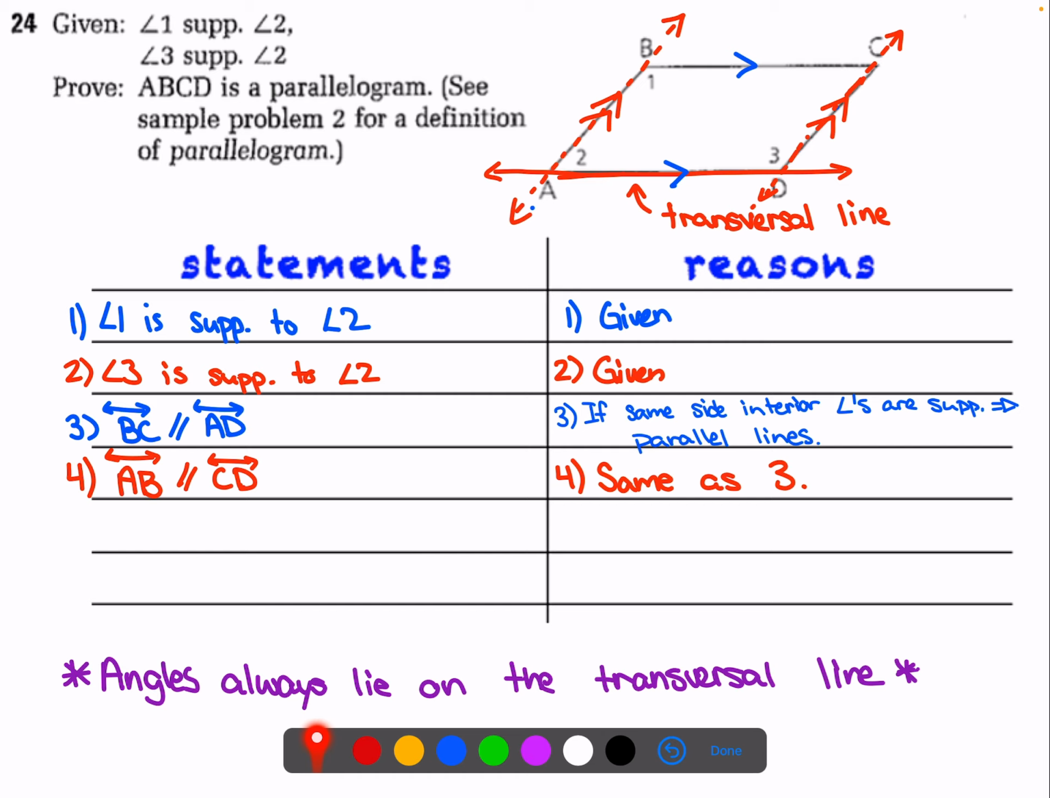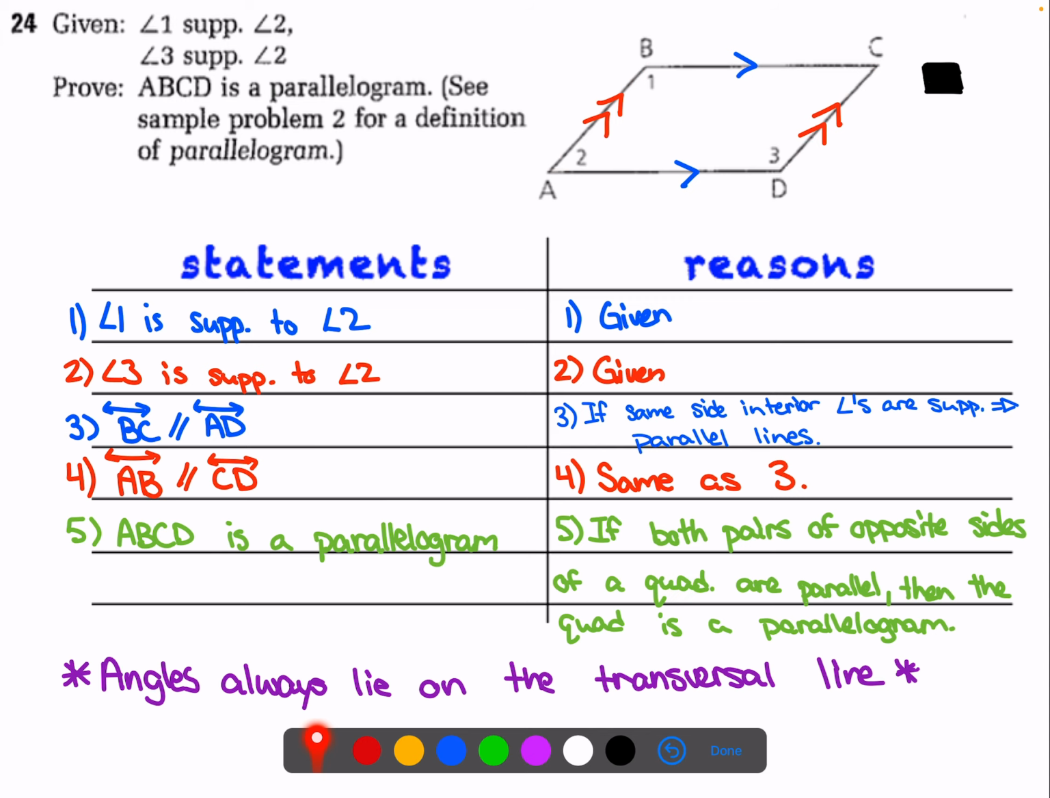From here, we see that we have two sets of opposite sides being parallel, so we can say that ABCD is a parallelogram, because if both pairs of opposite sides of a quadrilateral are parallel, then the quadrilateral is a parallelogram. Don't forget, guys, your angles will always lie on the transversal line.